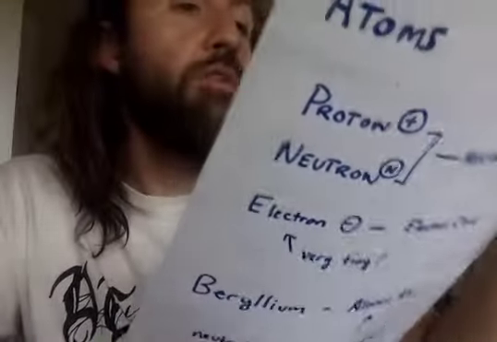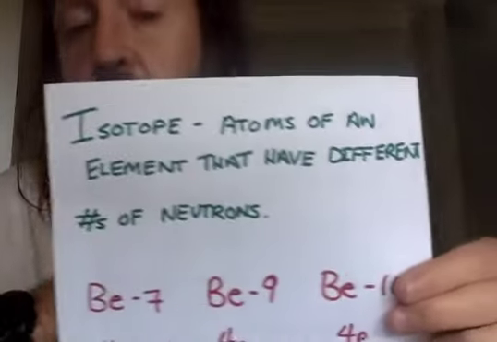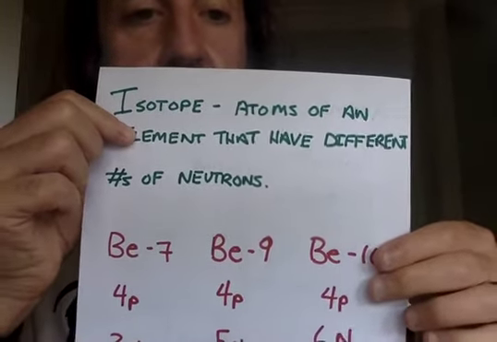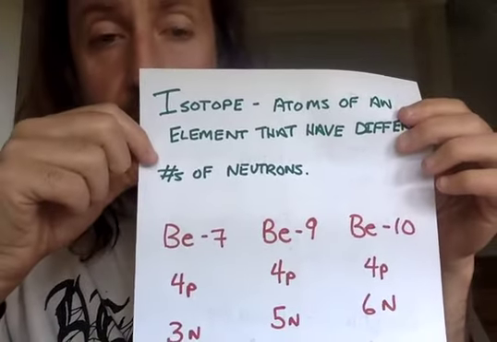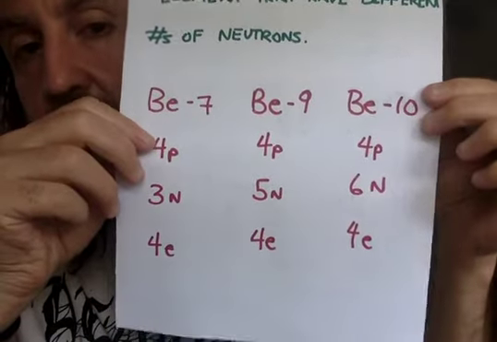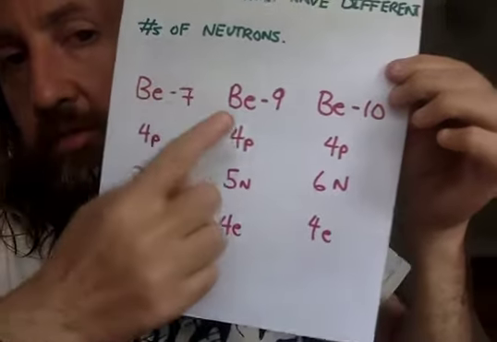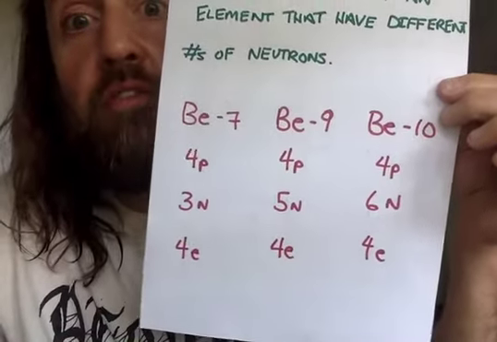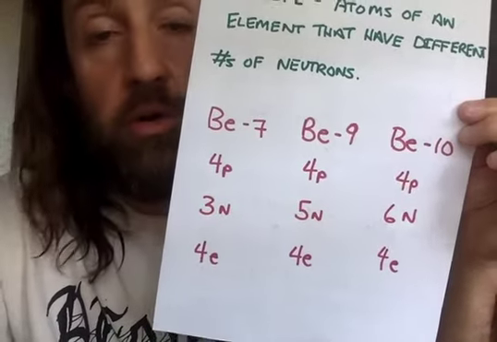Okay? So now what can be different and doesn't really affect the beryllium is if there is a different number of neutrons. Now, beryllium has 12 different isotopes. Okay? So you'll notice here I've made this handy dandy little chart of the 3 that really matter, okay? Beryllium 7, beryllium 9, and beryllium 10. And you'll notice that they all have 4 protons and 4 electrons in their neutral form, okay? And that's all we're dealing with right now.